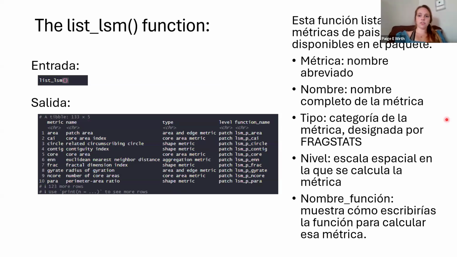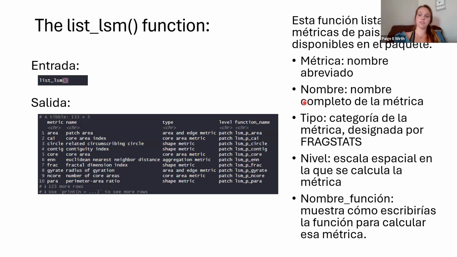So from here on out, the functions could take a little while to run depending on how much memory your computer has available. And if a function is taking too long and you don't want to wait for it, you are welcome to skip that step. I will have screenshots of all of the outputs on every slide, and you're welcome to run the code after the workshop as well. So now we're going to start by running the list LSM function to see a list of all of the metrics that are available in the package.